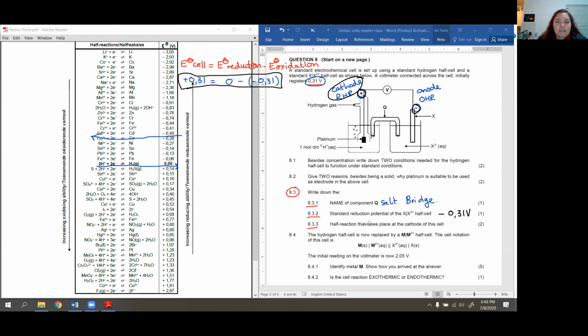So can I ask everybody right now, I'm going to give you a quick chance before I tell you the answer, to write down the half reaction that takes place at the cathode. Go for it.